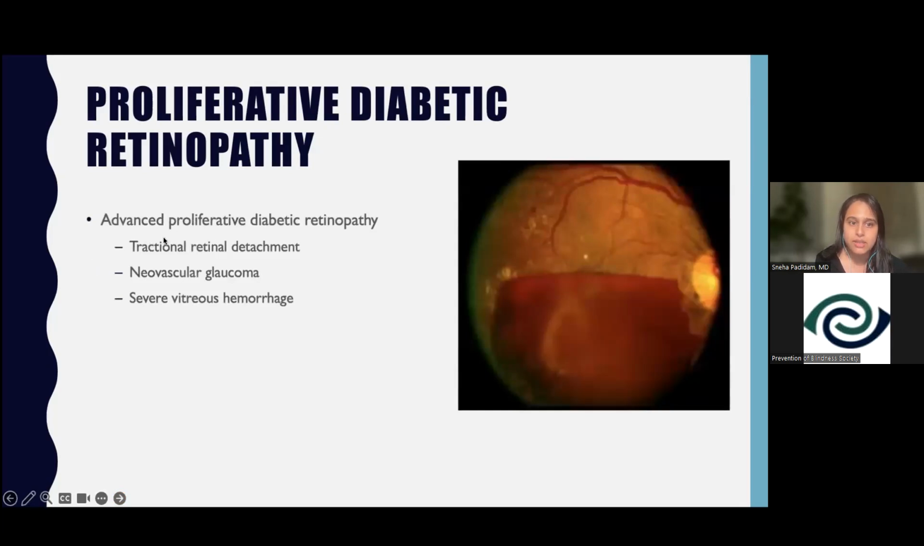PDR can lead to retinal detachments from pulling on the retina, and vitreous hemorrhage, and you can see a photo here. This is blood blocking the retina, as well as neovascular glaucoma, which is when abnormal blood vessels grow and block the drainage system of the eye and cause the pressure to go up, which is glaucoma that can damage the nerve.